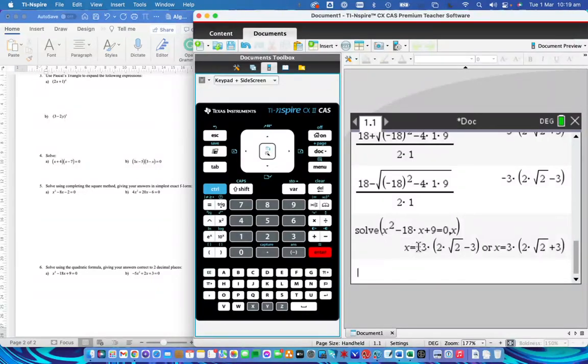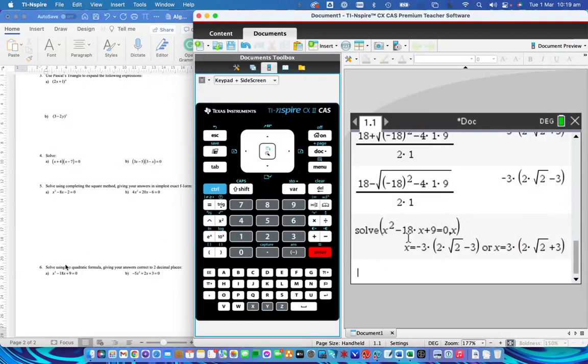Or if I was being a bit clever, I might write 2 root 2 plus or minus 3. Something like that. Or sorry, 3, beg your pardon, 3 plus or minus 2 root 2, because there's a negative outside. Something like that. I think it should have been 9, not 3. But you get the idea. So it's kind of up to you how you want to, what makes sense to you.